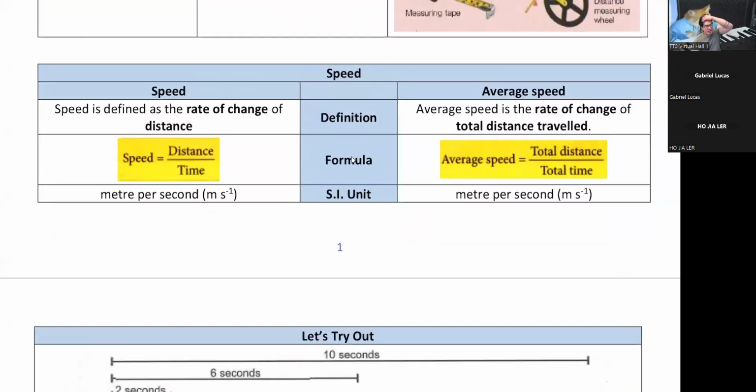So let's jump to the next one. Gabriel, are you okay so far? Should be very simple, huh?